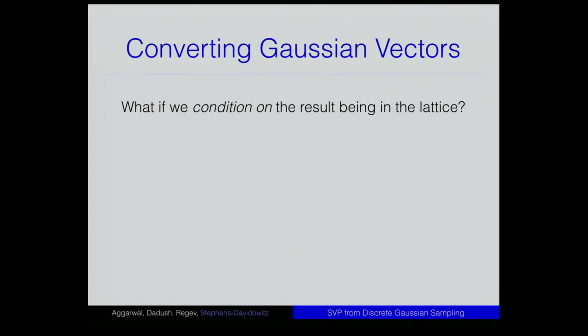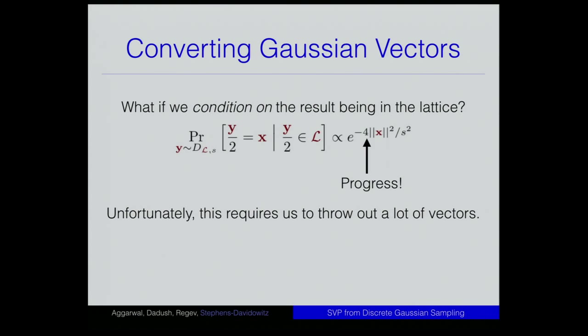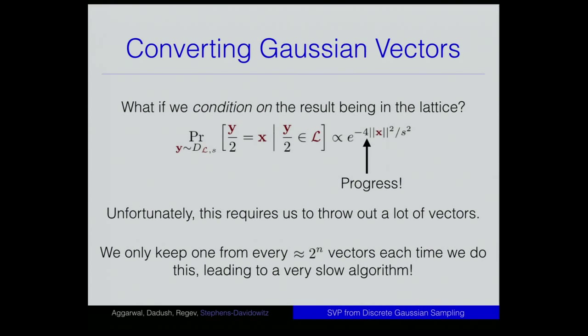That's not going to work, but we can imagine getting around this by conditioning on the result being in the lattice. It turns out that if we do that, we get the right distribution. This is just the formal statement saying that we get the right distribution. The probability that y over 2 equals some vector x, conditioned on it being in the lattice, is proportional to the Gaussian mass. But now we have this nice factor of 4 in the exponent, which is progress. That means that we've lowered the parameter by a factor of 2. But unfortunately, this requires us to throw out a lot of vectors. Indeed, when we're above smoothing, we only keep about 1 in every 2 to the n vectors. We want to do this a super constant number of times, so this isn't going to work for us.